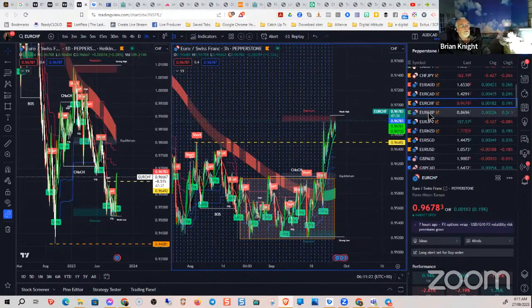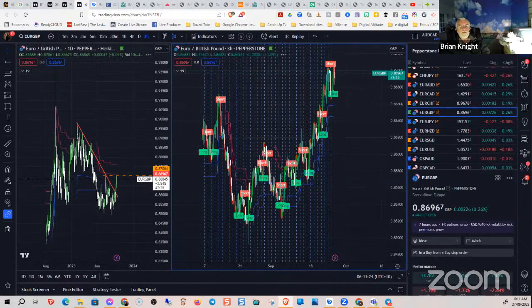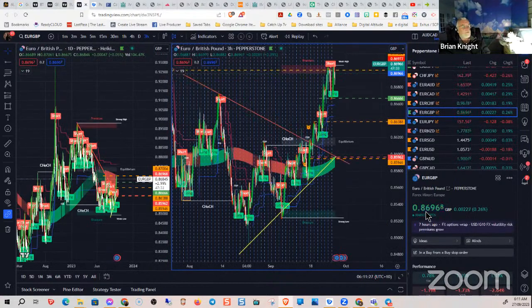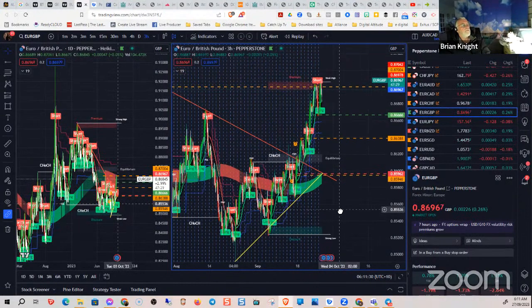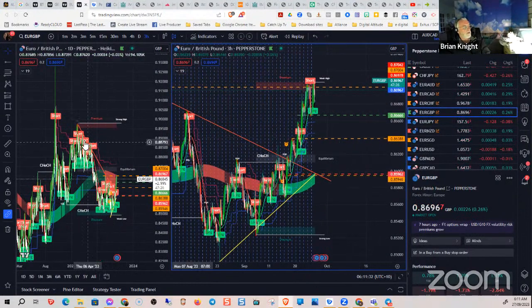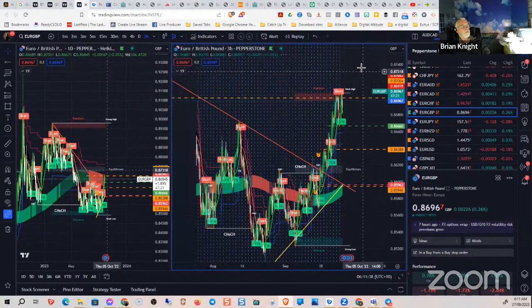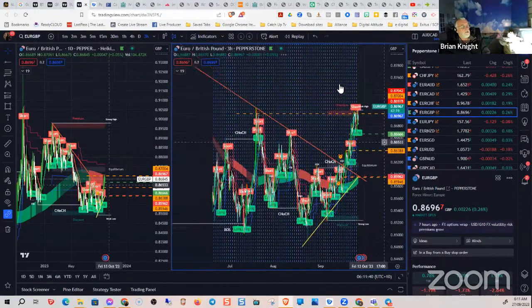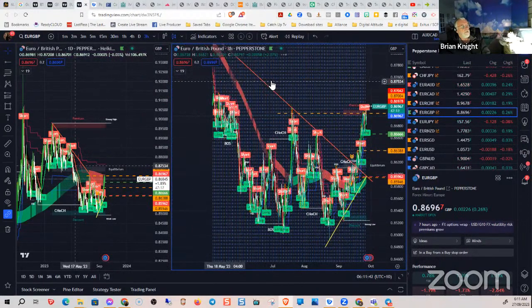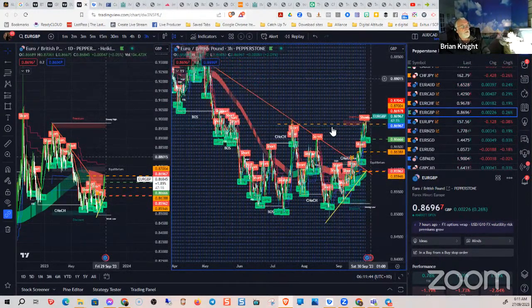All right, Euro GBP. I'm in this up 30. That was my weekly high push. I think this has got further to push up. There's more imbalance, sorry, to the left over here. Let's see on the 3 hour, more up here.